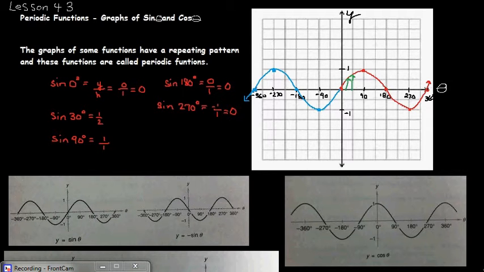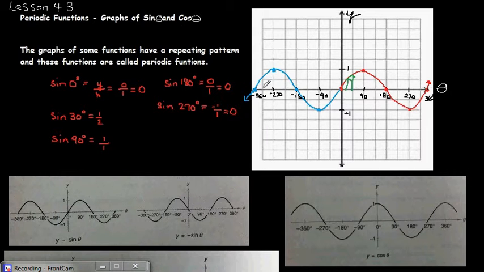We're going to start with lesson 43, periodic functions and graphs of sine and cosine functions. Now, we've graphed some other functions before. We know how to graph the linear function, a quadratic function, and exponential function. So this is the first time we're going to graph a trigonometric function.